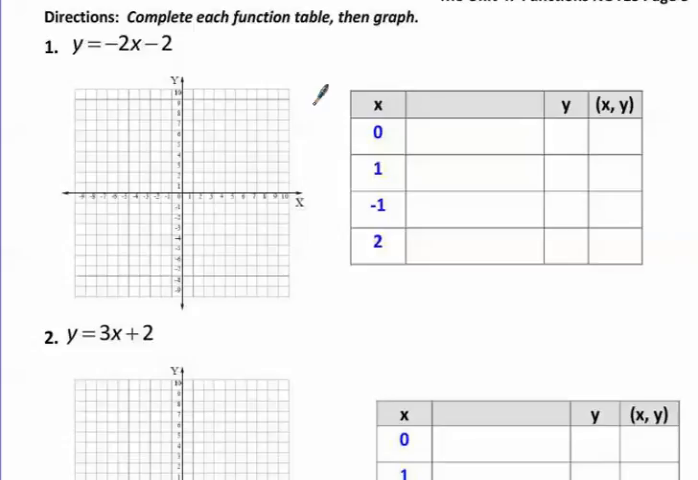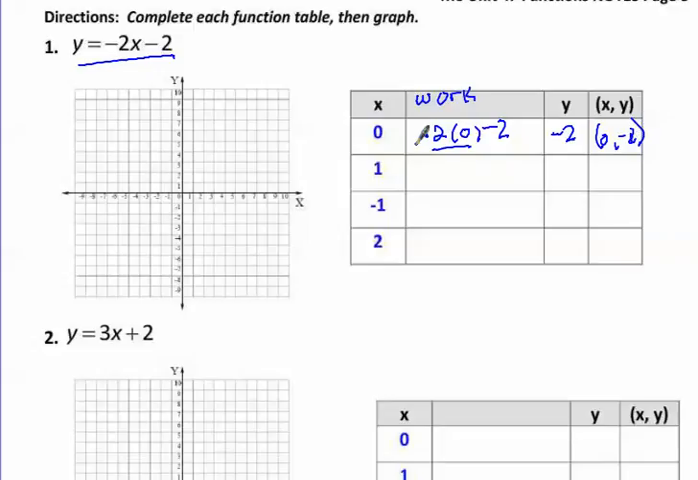Let's use that knowledge and apply it to some problems. I'm going to use the same x values each time. Here's my rule. Y equals negative 2x minus 2. So this section is for my work. So if I plug in 0, negative 2 times 0 is 0, minus 2 is negative 2. So when my x value is 0, my y value is negative 2.